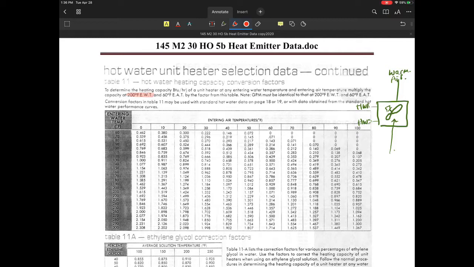So right there, we've just identified specifically that our hot water unit heaters that are used in our commercial and residential type systems are rated based on an entering water temperature of 200 degrees and entering air temp of 60 degrees. And anything outside of that, we're going to need to apply certain correction factors. Now, you'd be amazed at how much of a correction factor that will end up being.